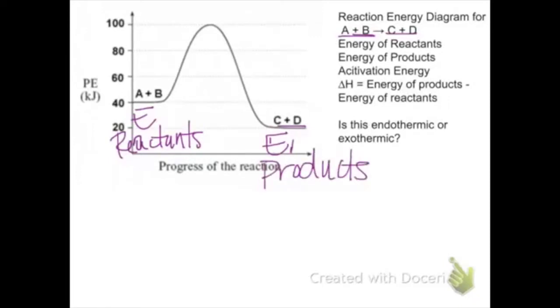What we're not really used to is what's happening in the middle, because we're usually just mixing things together and all of a sudden we have products. That middle part is what's called the activation energy. It's always going to take some kind of energy to make a chemical reaction happen, so that big hump in the middle tells us how much that is.